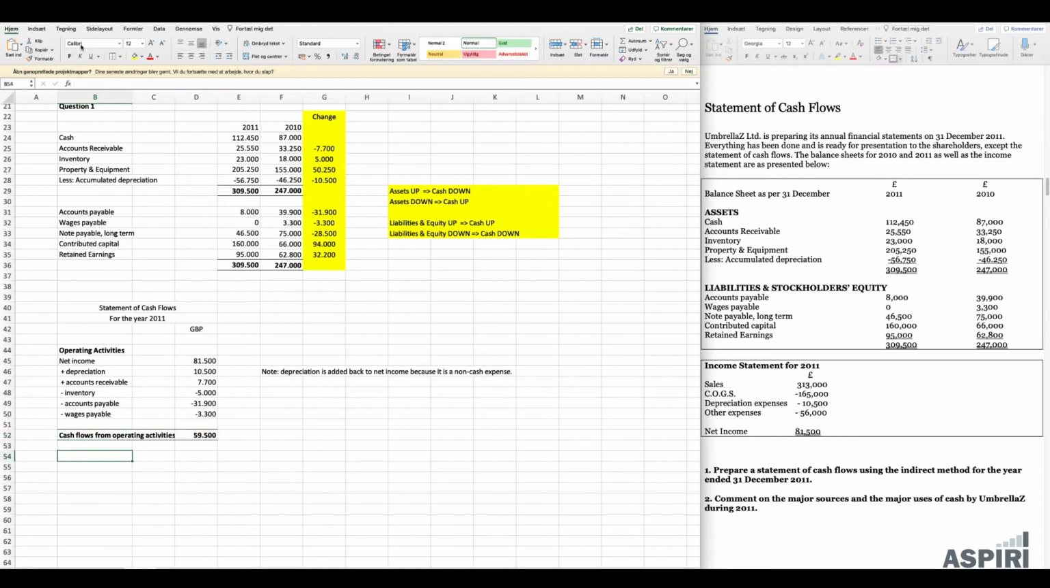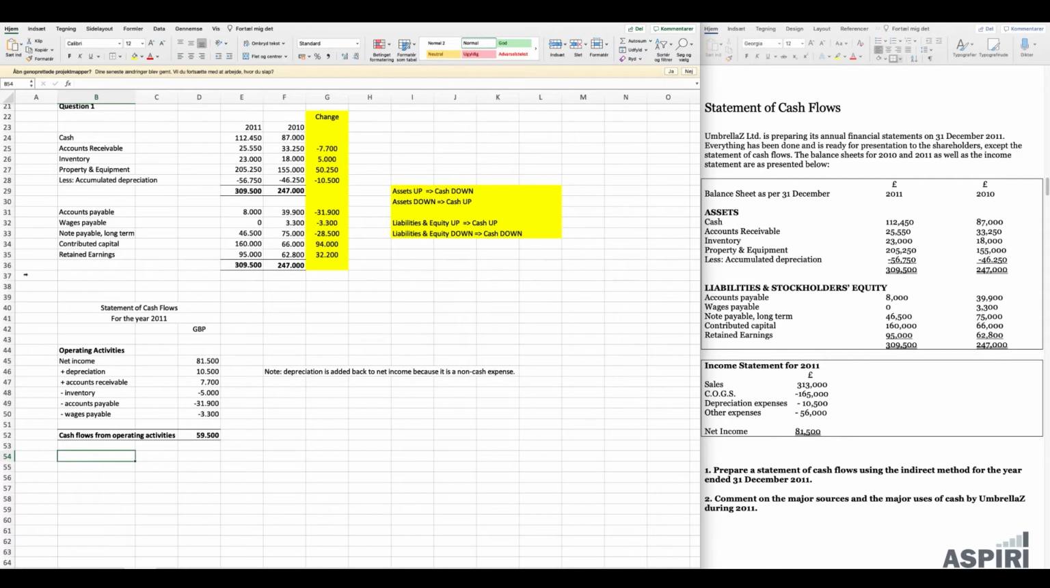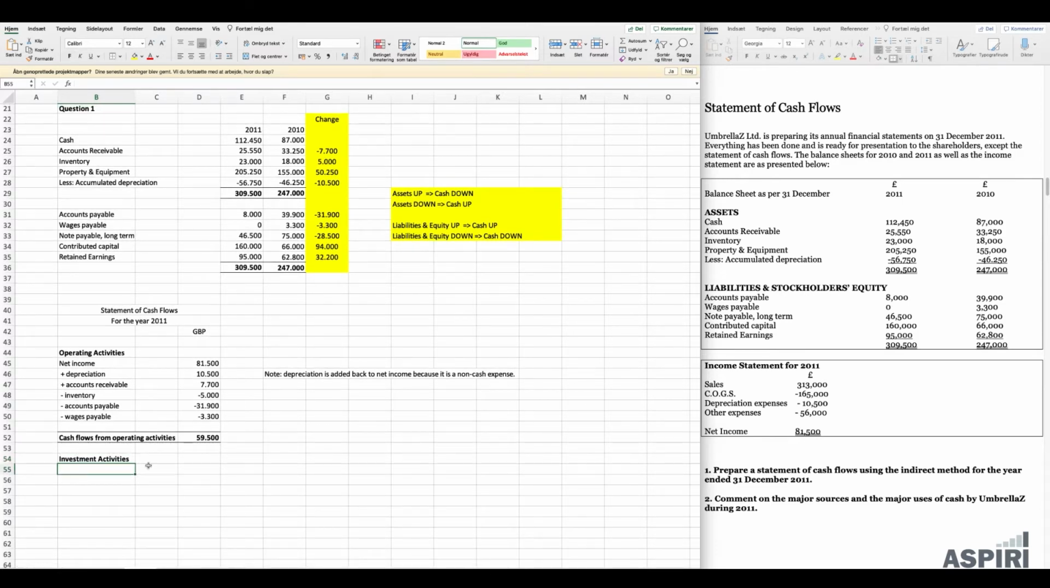So we're not quite done yet, right? Because this was just one of the 3 sections. Remember, there is also an investment section and a financing section. So we want to include these, and we'll take them one by one. So investment activities is next. What you may recall from the brief theory introduction is that we include long-term or non-current assets under investment activities. So let's just have a look at what kind of non-current assets we have under our balance sheet here.